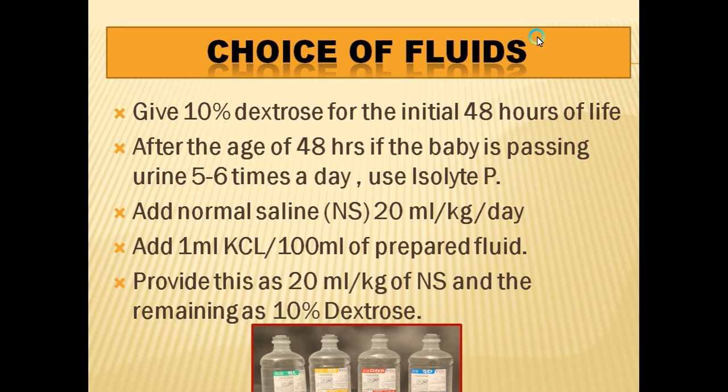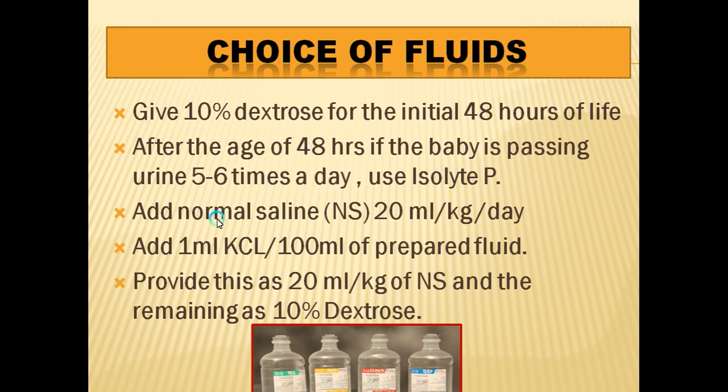I think the concept is now clear, okay. Next is we start with 10% of glucose in the initial 48 hours. I have given you the reason. Second is after 48 hours, if the baby is passing urine 5 to 6 times a day, we give isolate P, okay. We have different types of isolate, G, E, M. We have P also. P is used only if the baby is passing urine 5 to 6 times a day, and this is given in children after 48 hours, okay.